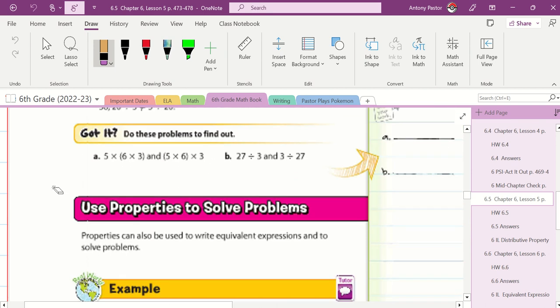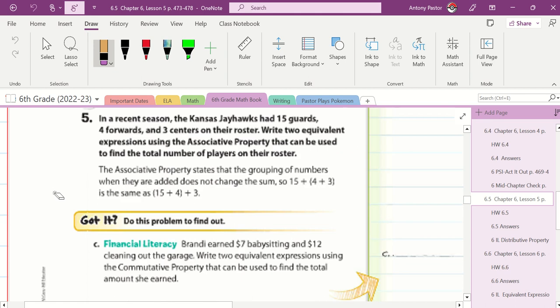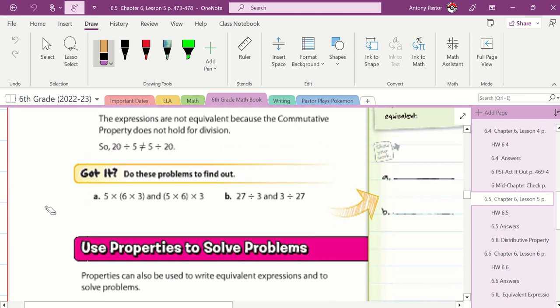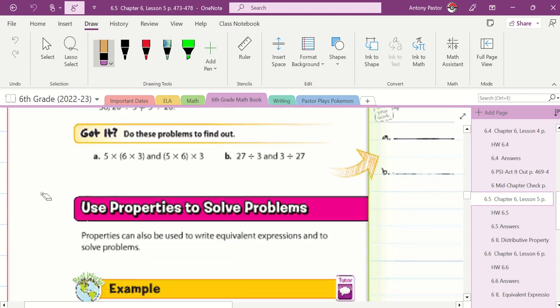All right, we are going to do this one, and then I want to say we are good to go. So 5 times, in parentheses, 6 times 3, and in parentheses, 5 times 6, times 3. I can tell you right off the bat, this is going to be equivalent. They are, because every single one of these is being multiplied. There's no other operations involved. And the parentheses don't make a difference when we multiply or add. It's still going to be the same thing. 5 times 6 would be 30, times 3 would be 90. Every outcome will be the same.